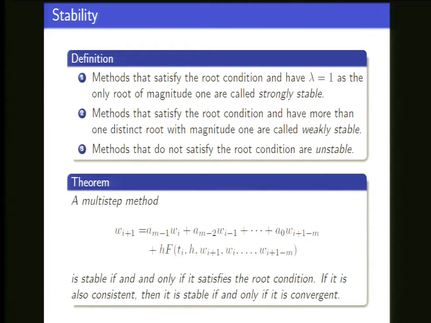And the root condition, these have these lambdas. And the root condition is very simple. Basically, they have to be less than or equal to 1. But if they are 1, they cannot be repeated. Okay? And in this case, it's not even an issue because it's just not satisfied.